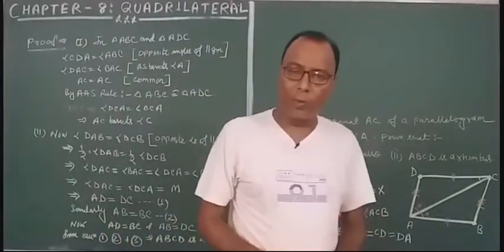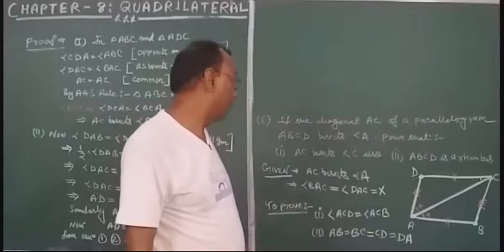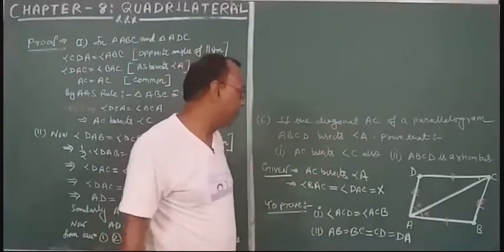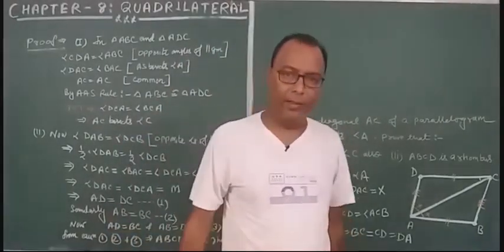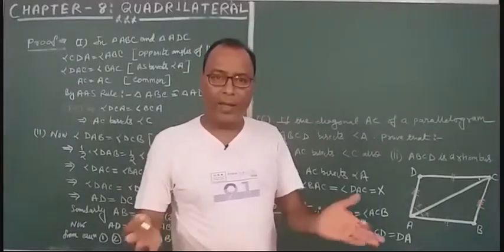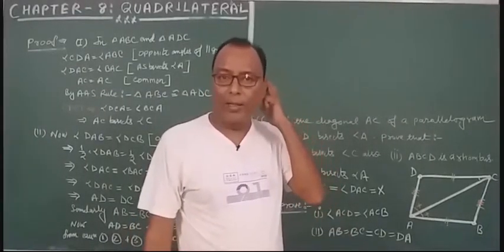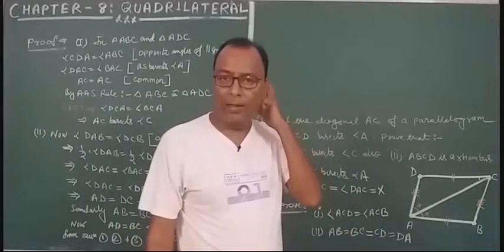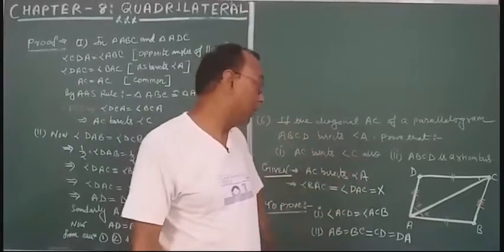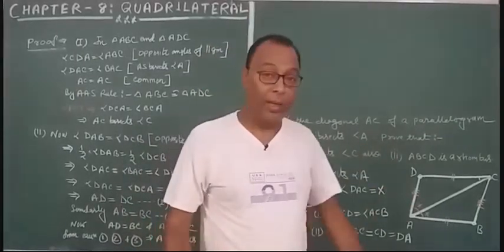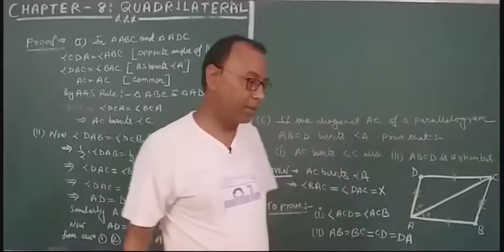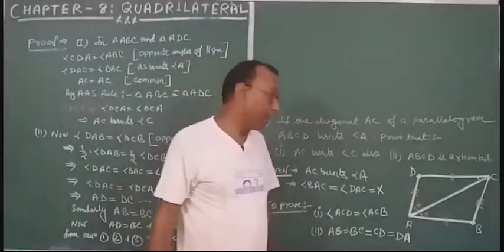Now just look at this question number 6. If the diagonal AC of a parallelogram ABCD bisects angle A, then prove that it will also bisect angle C. This is the first part, and the second part is ABCD is a rhombus. So what are you given?